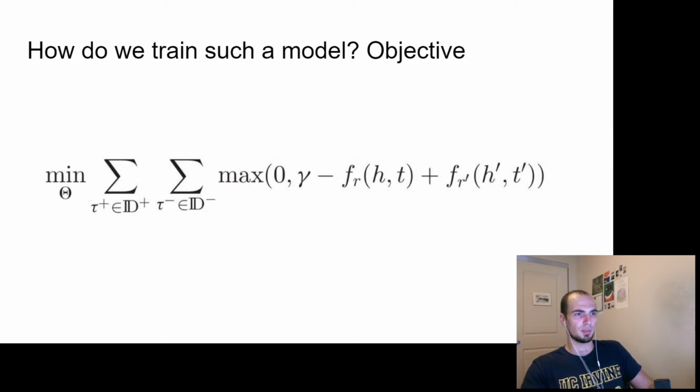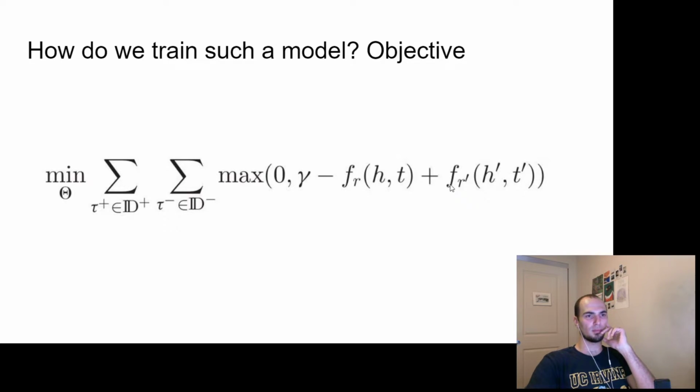So let's write it down and let's try to understand. This is one of the key formulas today, and let's try to decipher it. We're minimizing over all possible parameters. This is the minimum over theta. Then those tau plus and tau minus refer to triples. Every tau is just a triple. Tau plus is a true triple, and tau minus is a triple that is actually not true. It's a false, corrupted triple. So what we want is that the true triple gets a score that is at least gamma higher than the score for the false triple.